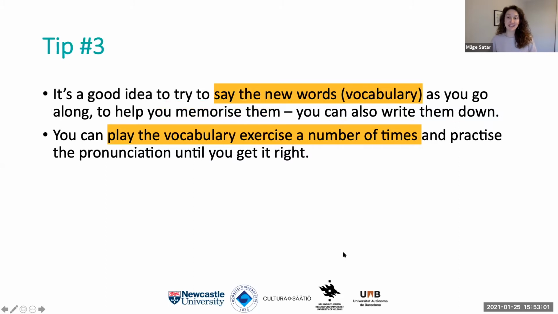It's a good idea to try to say the words, the vocabulary, as you go along to help you memorize them. You can also write them down. You can play the vocabulary exercise a number of times and practice the pronunciation until you get it right.